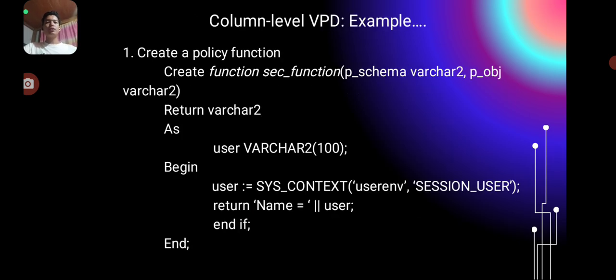So next is to create a policy function. Create function sec_function with p_schema varchar2 and p_object varchar2. So it should return varchar2 as user varchar2 with a size of 100, then begin user, system context userenv and the session user. So the return name is the user, and then it ends, returning the value of the user name.